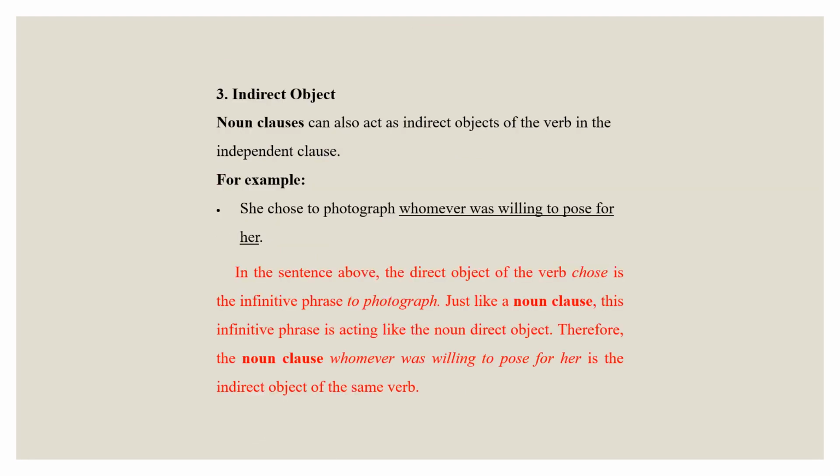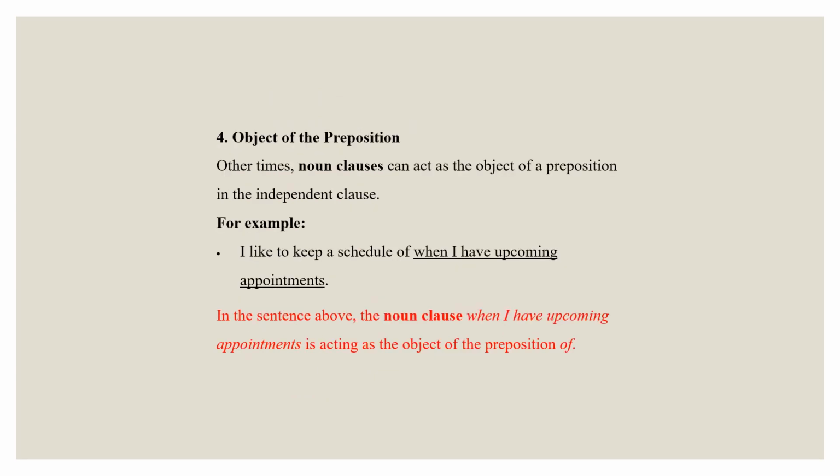Number 3. Indirect objects. A noun clause can also act as the indirect object of the verb in the independent clause. Example, "She chose to photograph whoever was willing to pose for her." In the sentence above, the direct object of the verb "chose" is the infinitive phrase "to photograph." Just like a noun clause, this infinitive phrase is acting like a noun or direct object. Therefore, the noun clause "whoever was willing to pose for her" is the indirect object of the same verb.